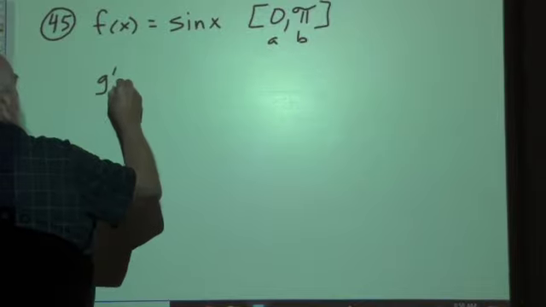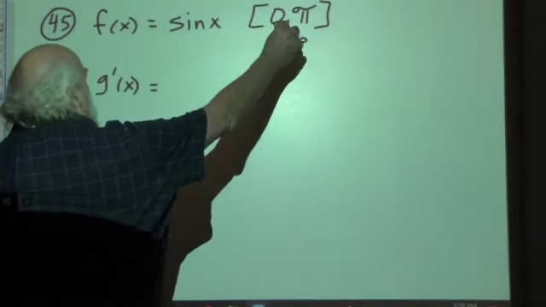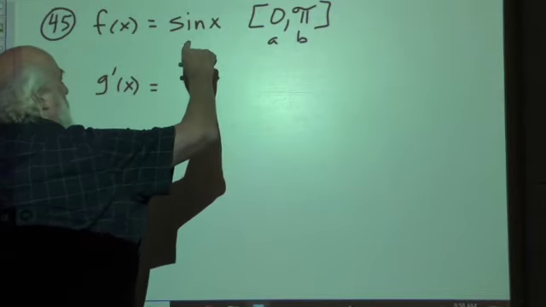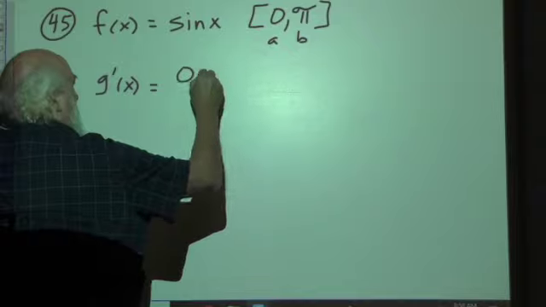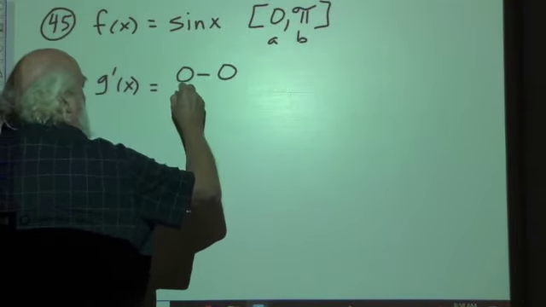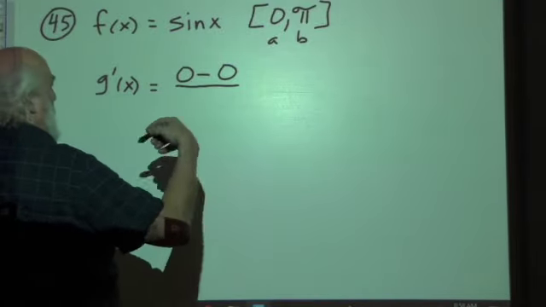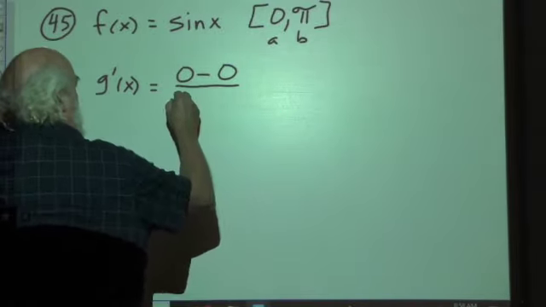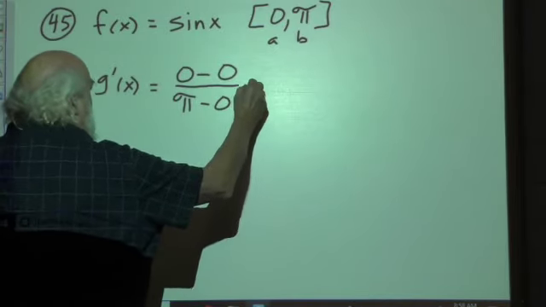G prime of X is going to be f of B. So the sine of pi is 0 minus the sine of 0, which is 0. Wow, that's a tough one. It really doesn't make a difference if it goes on down there, but we'll do it anyway. This is pi minus 0, and 0 over anything except for 0 will be 0.